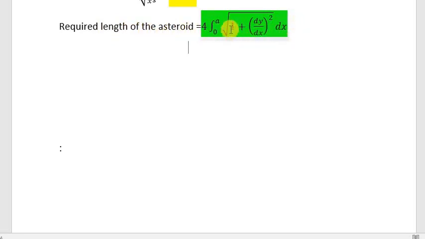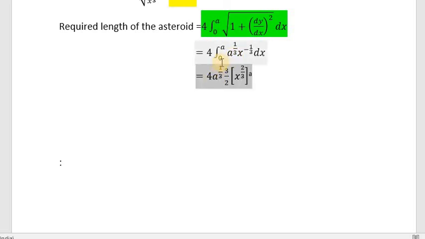Now we have already calculated square root of 1 plus (dy/dx) whole square, so let us substitute that value here. So 4 times the integral of a to the power of 1/3 into x to the power of minus 1/3 dx. Now let us simplify this by integrating. We get 4 into a to the power of 1/3, which is a constant, taken outside, and the integral of x to the power of minus 1/3 is 3/2 into x to the power of 2/3.